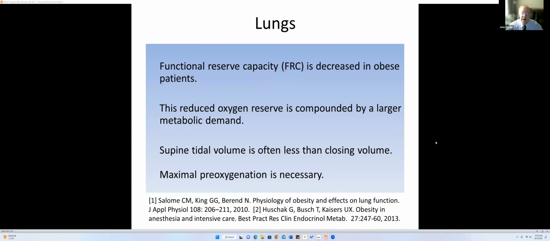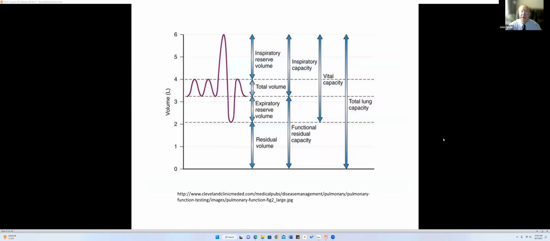Now let's take a look at the lungs in these cases. The functional residual capacity is decreased in obese patients. This reduced oxygen reserve is compounded by a larger metabolic demand, and supine total volume is often less than closing volume, so maximal pre-oxygenation is necessary in these cases. These patients desaturate very quickly.